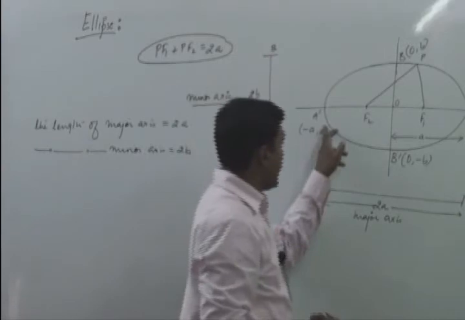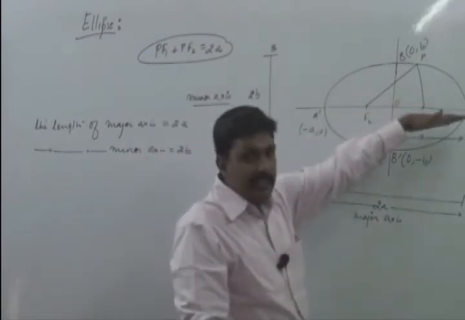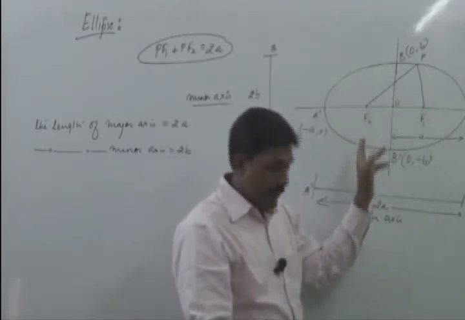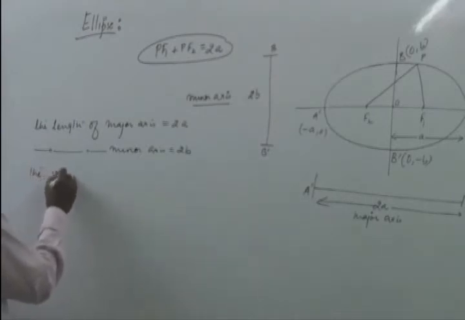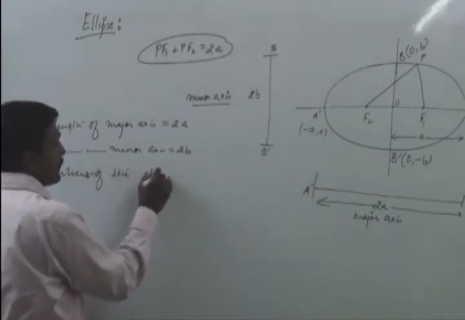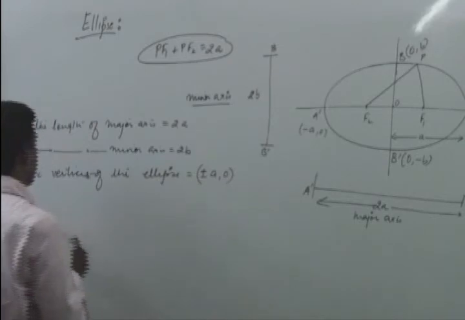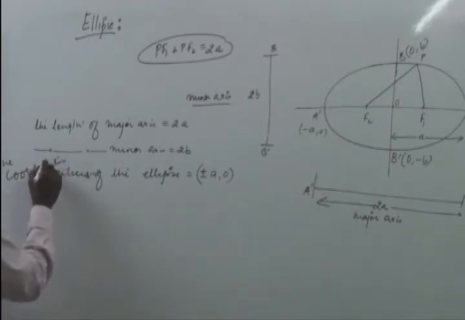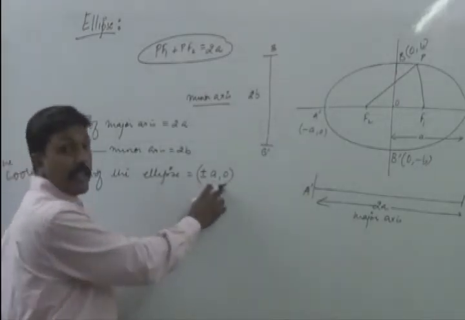So this length A, A dash, the major axis, if it lies on the X axis, then this point will be the vertex of the ellipse. So we write the vertices of the ellipse are always given by (±A, 0). Coordinates of the vertices of the ellipse are (±A, 0).